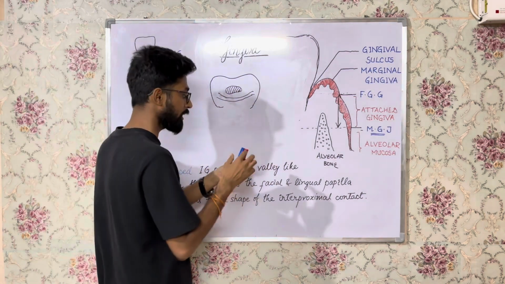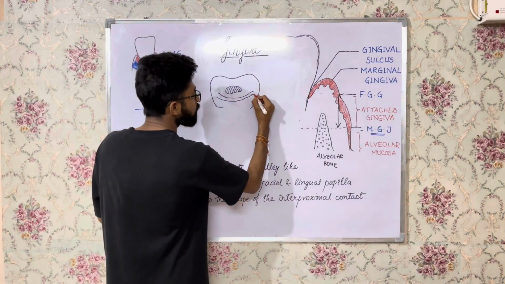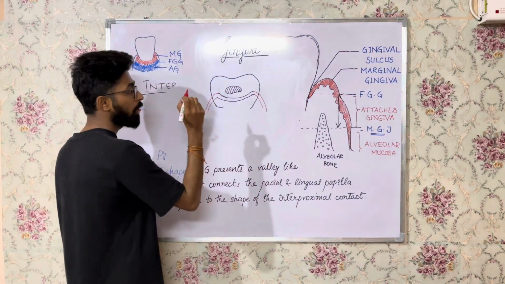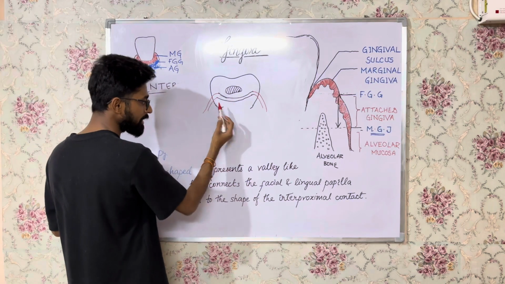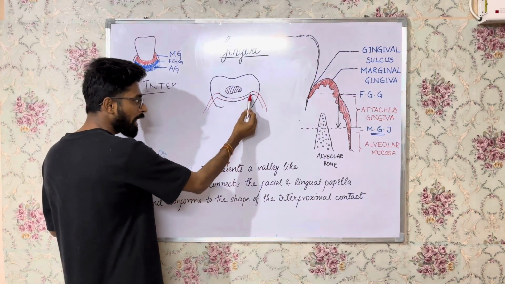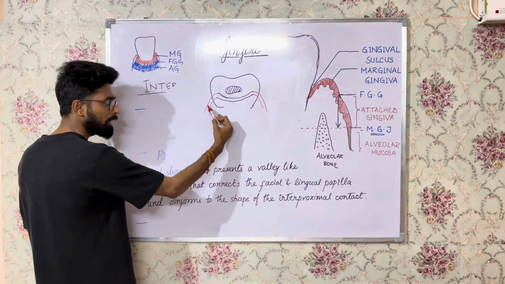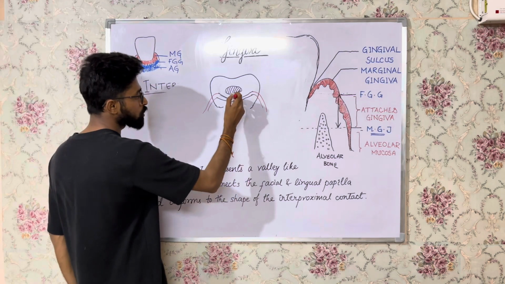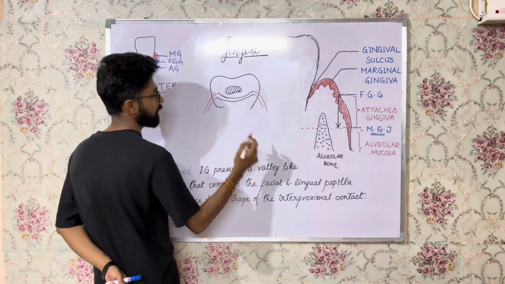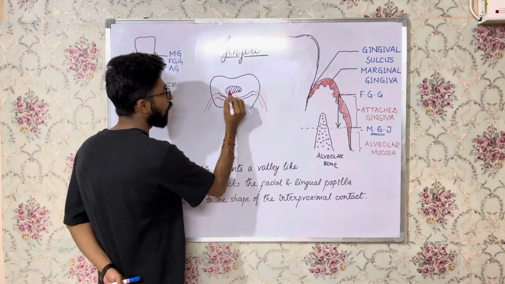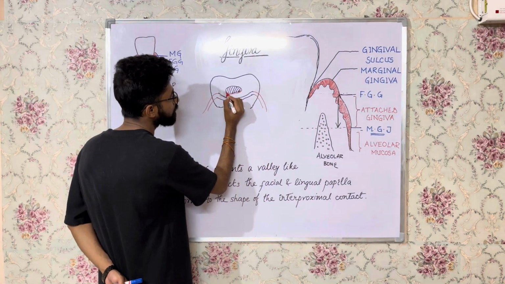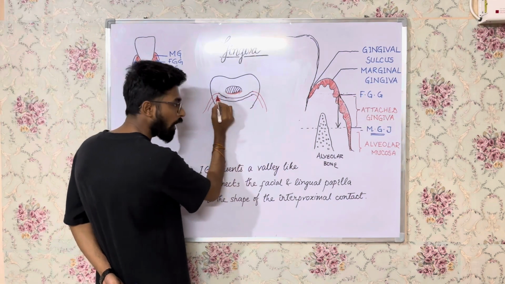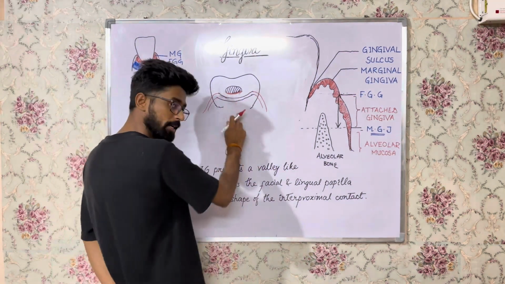Now what are the facial and lingual papilla? This one will be the facial papilla, this one will be the lingual papilla. So the col shaped interdental gingiva presents itself like a valley like depression, connects the facial and lingual papilla, and conforms to the shape of the interproximal contact. Means it will mimic or imitate the shape of the interproximal contact. मीन्स जैसा शेप का इंटरप्रॉक्सिमल कॉन्टैक्ट है उसी शेप का होगा अपना इंटरडेंटल जिंजाइवा, कॉल शेप इंटरडेंटल जिंजाइवा.